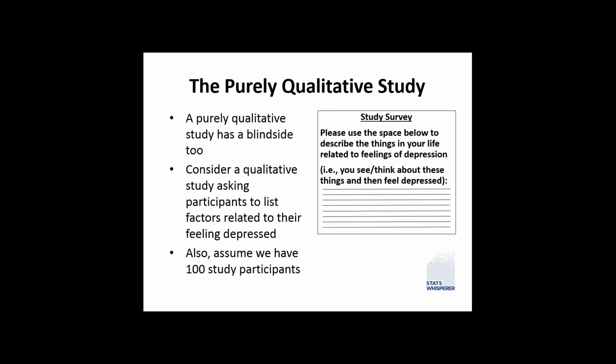So the purely qualitative study has a blind side too, right? So consider this. Consider we want to look at depression in the community, but instead of our 1 to 5 scale, we have a nice qualitative survey where we just ask people to write down, what kind of things do you think about in the course of a day, right, that are related to your feeling depressed, okay? So factors related to depression, that's what we're looking at. Qualitative responses, and again, 100 study participants.